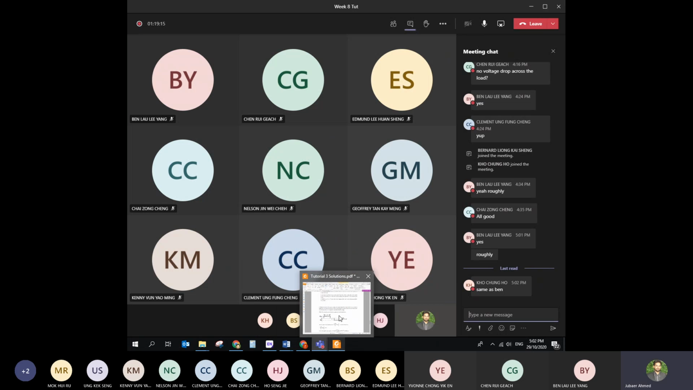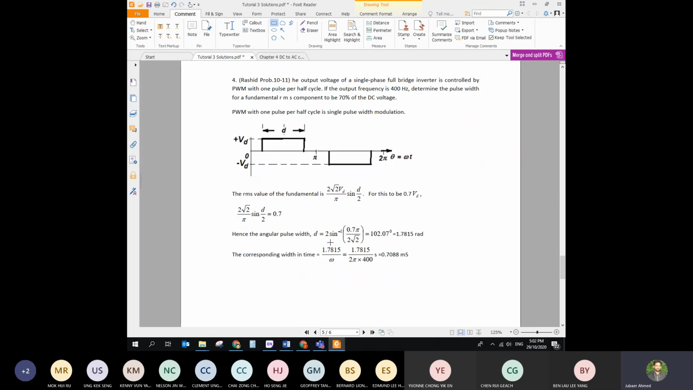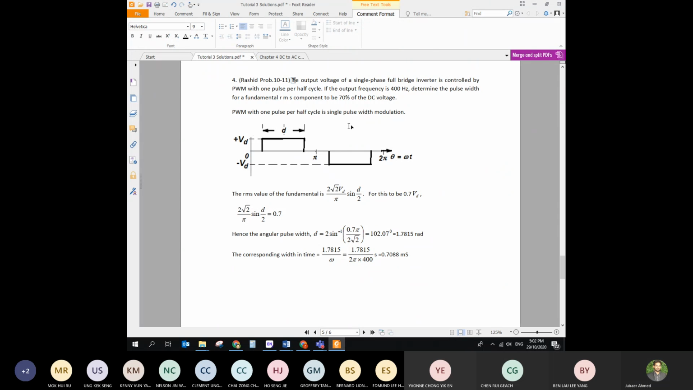Let's get back to our PDF file. Question number 4 is saying that the output should not be the output. The output. Where is my T? So go back. Yeah, the output.